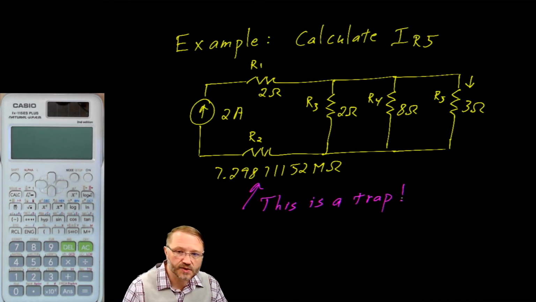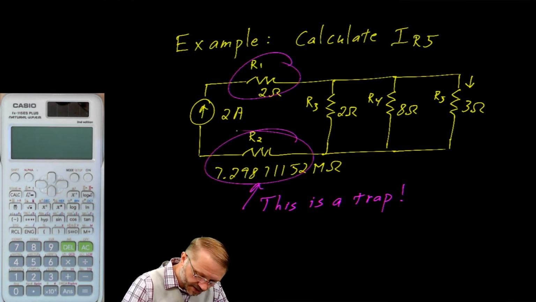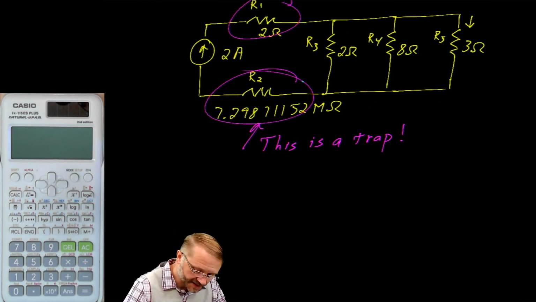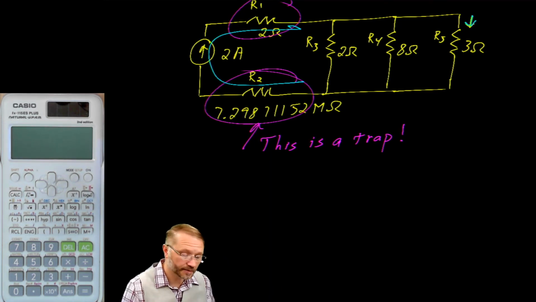The reason it's a trap is because this resistor, in fact both R1 and R2, have nothing to do with the problem. The reason for that statement is you have a series circuit here. So the current through R2 is 2 amps, and the current through R1 is 2 amps. And you remember, you're looking for the current out here.